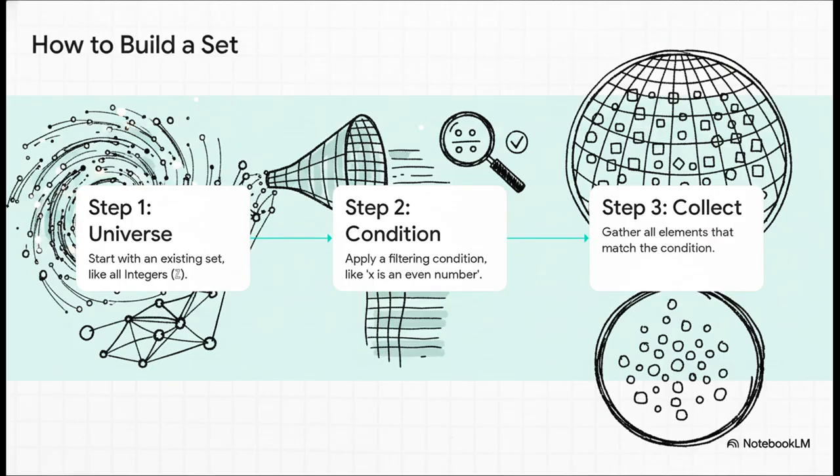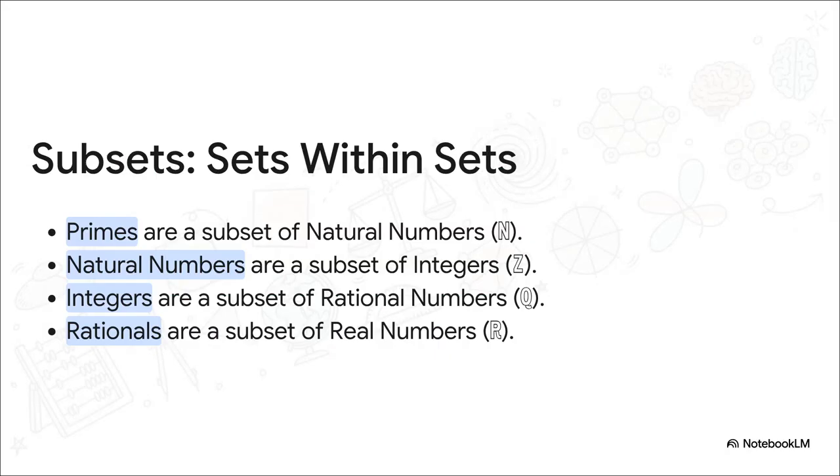Just think of it like a bouncer at a club. You start with this huge crowd outside. That's our universe of all integers. Then you give the bouncer a very specific rule. Hey, only let in the even numbers. The set is just everyone who makes it past the rope. Simple as that.